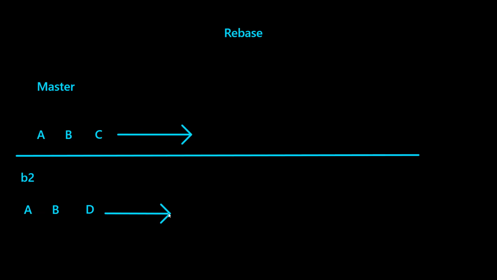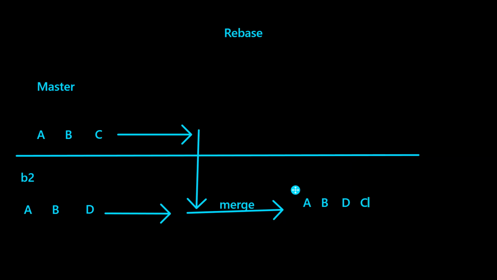But after some days, I realized that I want the changes from master to be integrated into the B2 branch. What should we do to integrate changes from master to B2? Merge, right? If you merge, what happens? The commit history of B2 will be A, B, D, and C. Of course, you haven't done the hands-on on merge; once you do, you can notice it.